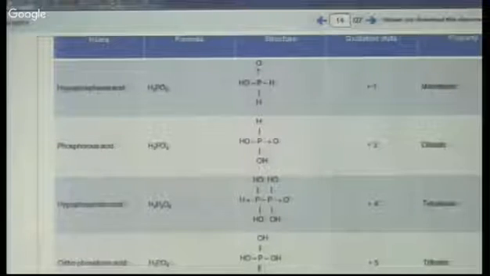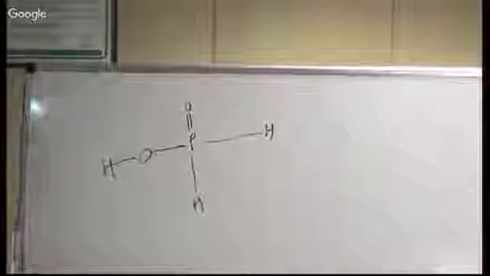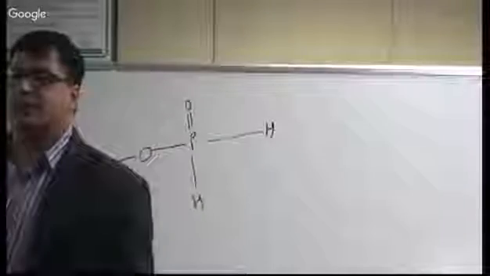H3PO2. What is the oxidation state of this phosphorus? A single line represents a double bond. The structure is like this: P double bond O, OH, H, H. Plus 1. Similarly this plus 3. ठीक है. तो ये क्या है? This one is phosphorous acid. This one is hypophosphoric acid.